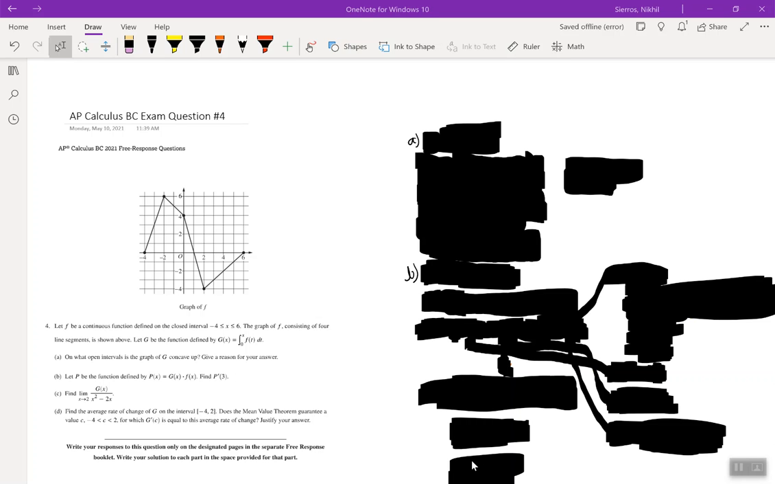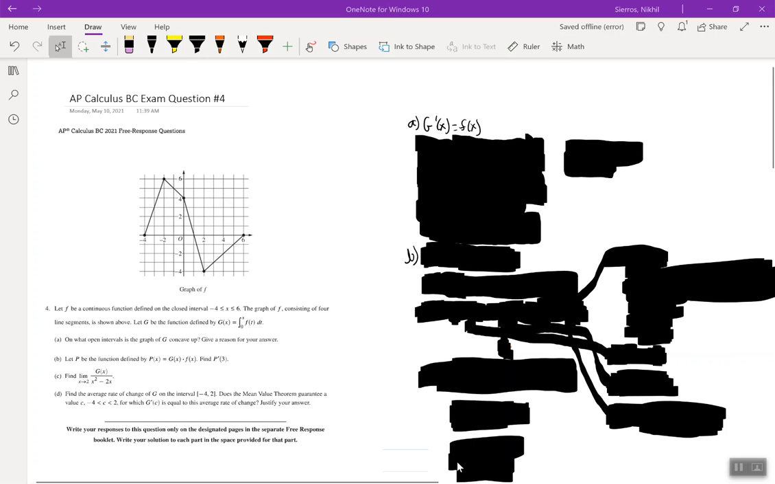Let g be the function defined by g of x equal to the integral from 0 to x of f of t dt. Part A asks, on what open intervals is the graph of g concave up? Give a reason for your answer. So first, it's very important to state that g prime of x is equal to f of x.